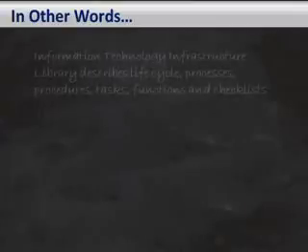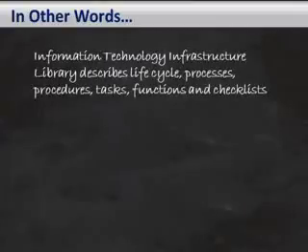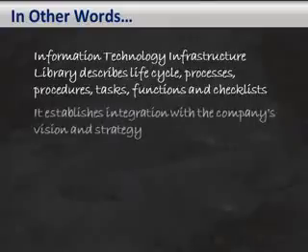In other words, the Information Technology Infrastructure Library describes the lifecycle, processes, procedures, tasks, functions, and checklists that are not organization-specific. The good and best practices material gathered and documented are based on years of experience by IT practitioners, designed for an information technology service delivery model. It is used by organizations to establish integration with a company's vision and strategy, focused on delivering services that are of value and importance, while maintaining costs and risks.